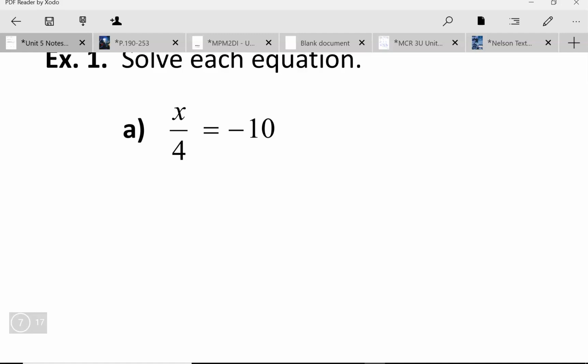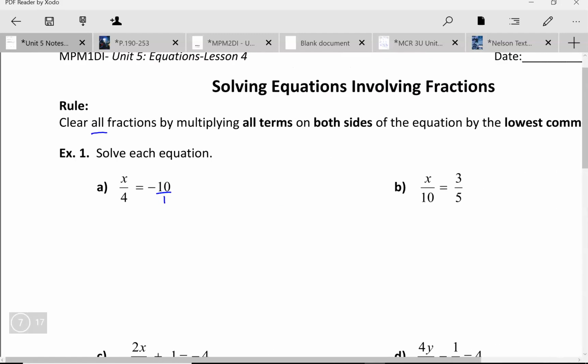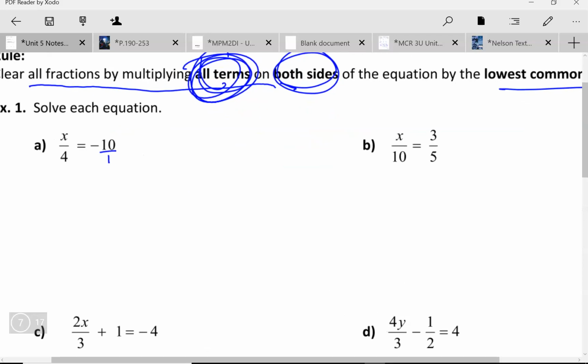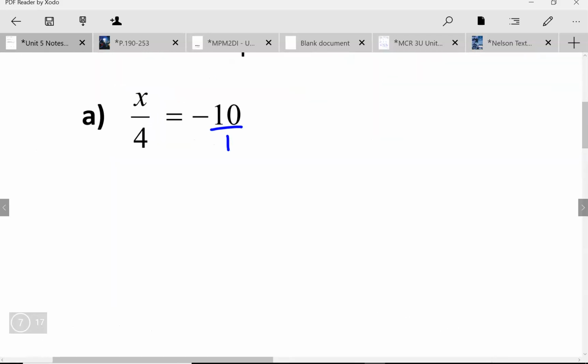Okay, let's take a look at this. x divided by 4 equals negative 10. The method we're going to use is to clear all fractions by multiplying all terms, on both sides of the equation, by the lowest common denominator of all the fractions that you can see. Here I see there's one fraction that's divided by 4. There's no other fractions. It's just divided by 1. So the lowest common denominator is 4. So I'm going to multiply all terms: this term by 4, and this term by 4.